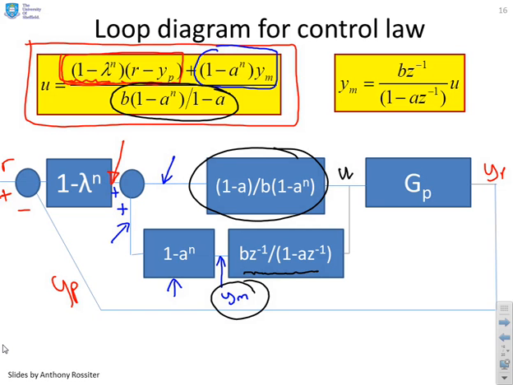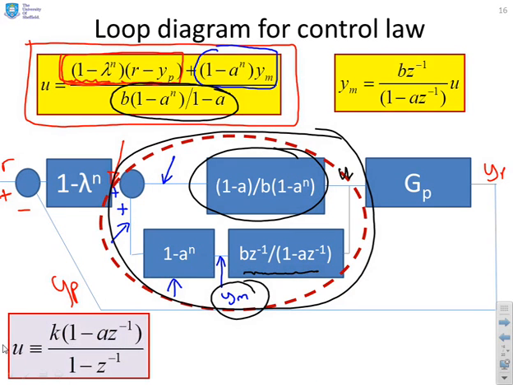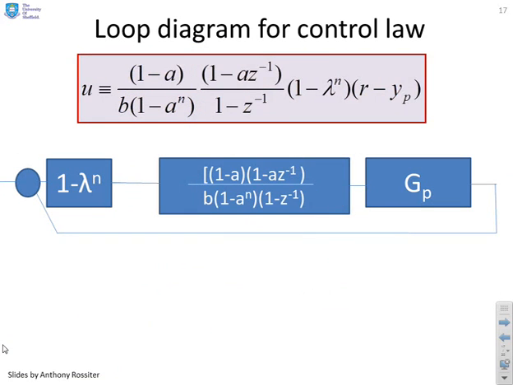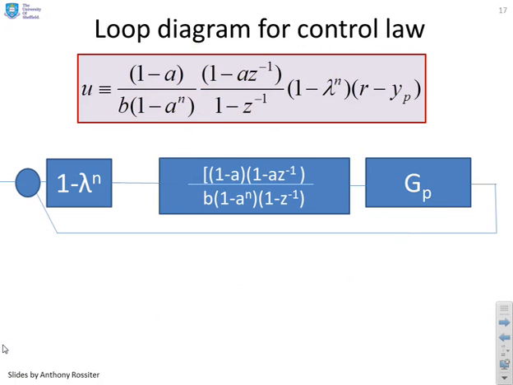And what I'm going to look at in particular is this loop in here, this inner loop. What you can show is this inner loop actually reduces to this form here, to some k times 1 minus az inverse over 1 minus z inverse. And there's the value for k. So basically that inner loop, if you look at it, represents or includes integral action explicitly. If you just do the algebra, it comes out explicitly.